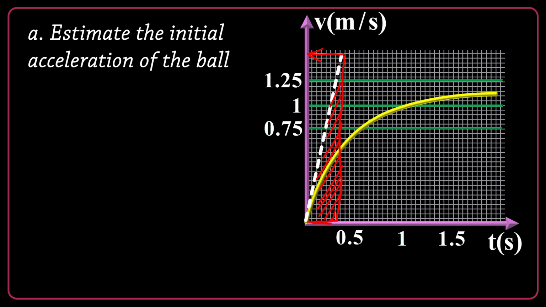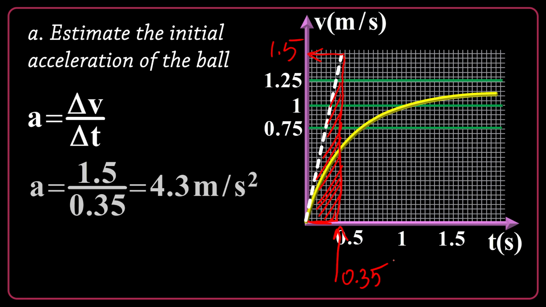This right triangle has a slope, and the slope is the slope of the graph at t equals 0. Here I take the height to be estimately 1.5, and here I have 0.35, and so acceleration is 1.5 divided by 0.35, height over base. It's almost 4.3 meters per second squared.